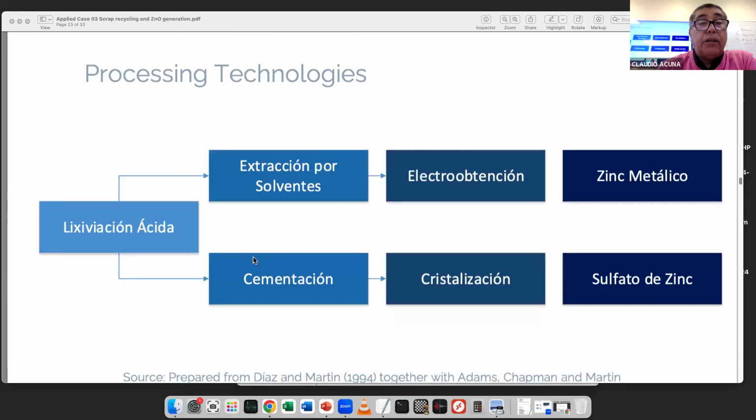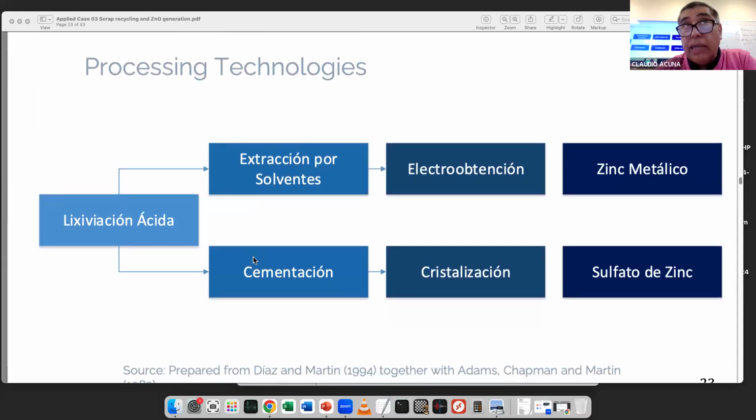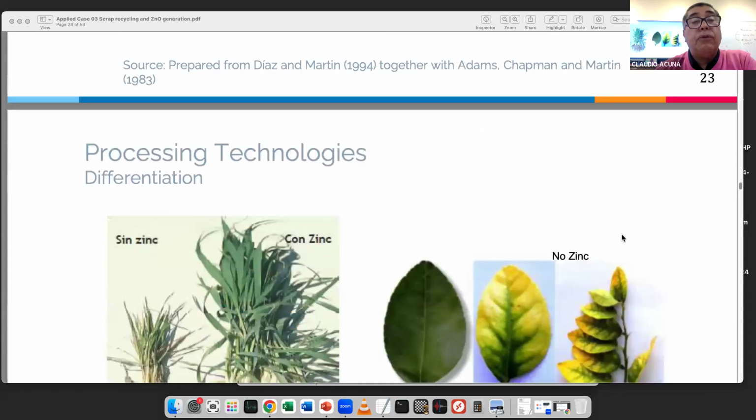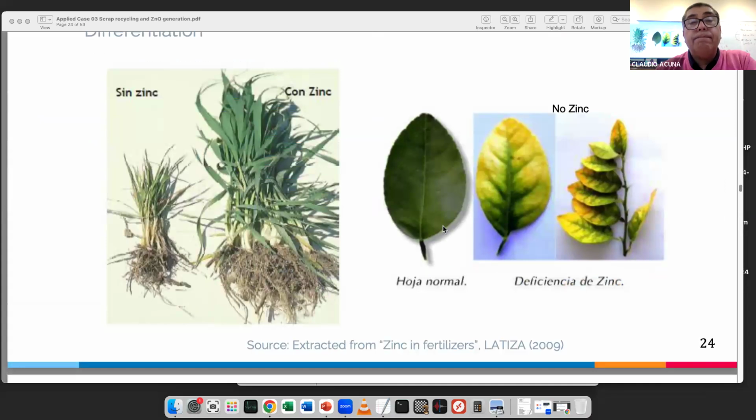Okay, then processing technologies. Once you have decided on leaching, what happens after? You already know that. Solvent extraction, electrowinning, metallic zinc. Cementation is like precipitation. Crystallization, zinc sulfate. Okay, why did we decide on zinc sulfate? Because it's good for agriculture. You improve growth. If you don't put zinc, you have unhealthy leaves, and if you have zinc, you have more crops. You increase the efficiency. So you are paying for a product to produce more. That's the thing that you are doing.